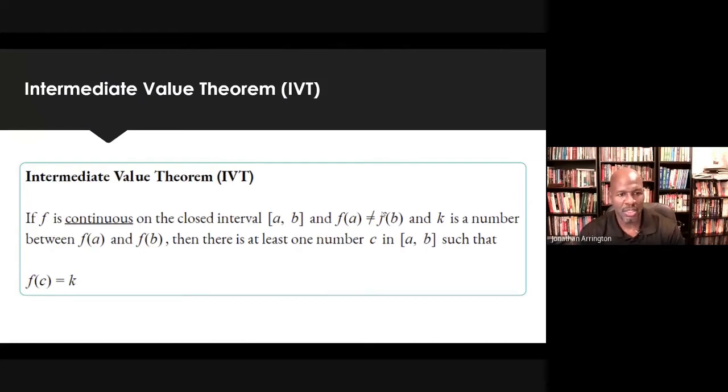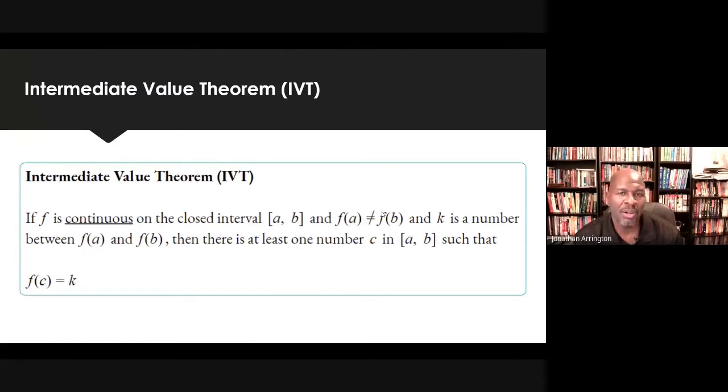So this should be continuous on the closed interval [a, b], and also f(a) and f(b) should not be equal. That means the y values. So a and b are x values, f(a) and f(b) are the corresponding y values. And it just says they shouldn't be equal. And again, when I show it from a graphical standpoint, you'll understand why. And k is some number between f(a) and f(b). And then it says there should be at least some number c that's in (a, b). So c is between a and b such that f(c) = k.